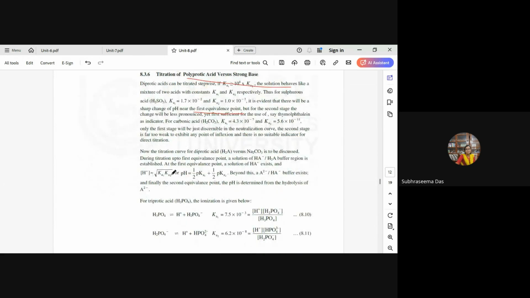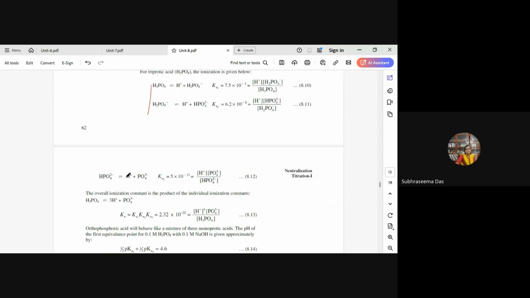Now, when we plot the titration curve of a diprotic acid versus sodium carbonate, during the titration up to the first equivalence point, a solution of HA- with the acid, a buffer is established. So here at the first equivalence point, HA- exists as this, and beyond the second equivalence point, the pH is determined from the hydrolysis of A2-. So for a triprotic acid, these steps determine the exact equivalence points.